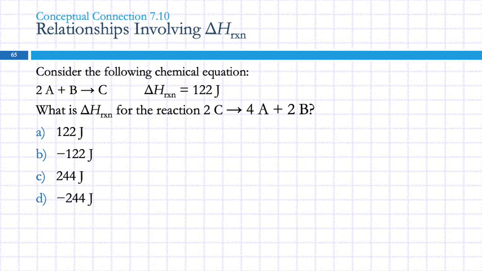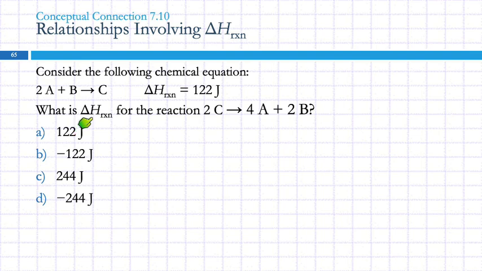Consider the following chemical equation. 2A plus B goes to C. Delta H is 122 joules. Is this an exothermic or endothermic reaction? Endothermic. This is a positive number. Money coming into my account, I'm the reaction, is positive, right? So money's coming in, energy's coming in, so it's endothermic, okay? That was just a little bonus review.